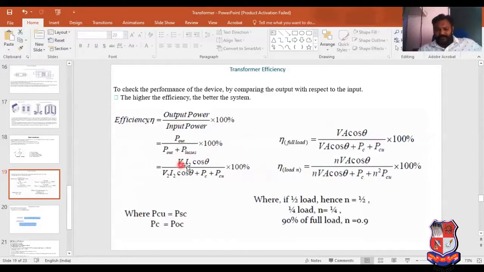Or you can say V2I2 cos theta, that is P output, upon V2I2 cos theta, P output, plus Pc, that is copper loss, and Pcu, you can say iron losses. Means losses. In short, V2I2 cos theta upon V2I2 cos theta plus losses. Full load efficiency is calculated as VA cos theta upon VA cos theta plus Pc plus Pcu. At n load, n VA cos theta upon n VA cos theta plus Pc plus n square Pcu. Pcu is PSC and Pc is POC.